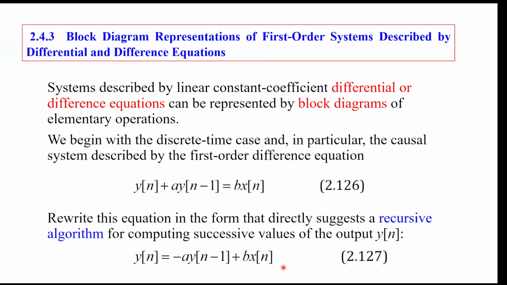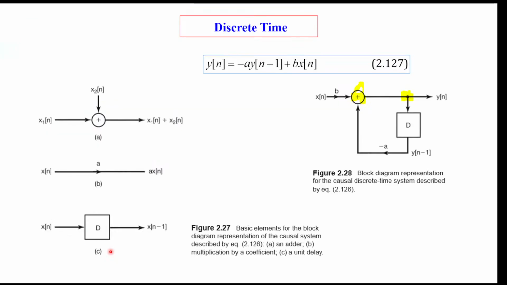And we find that if we want a system that has this kind of response, then we can build it up with a block diagram like this. This block diagram basically has three elements. You have the addition element that we mentioned before. This addition element has two inputs, and the output is just the summation of those two inputs. And then we also have an element that's a straight line with a number here.